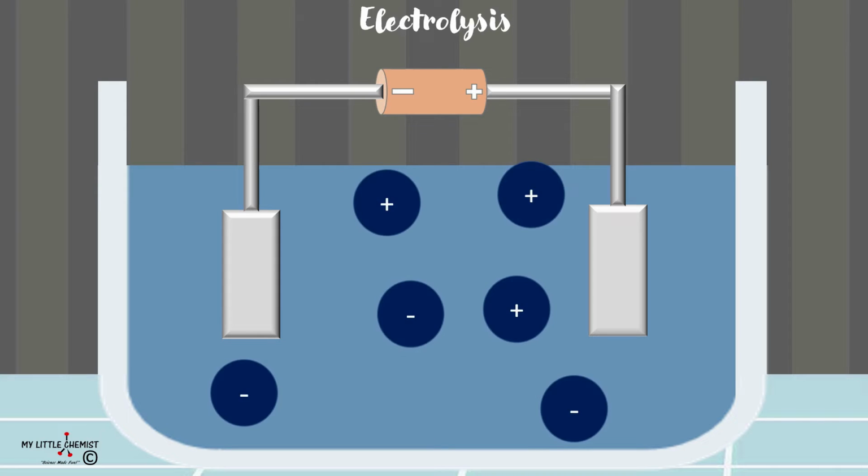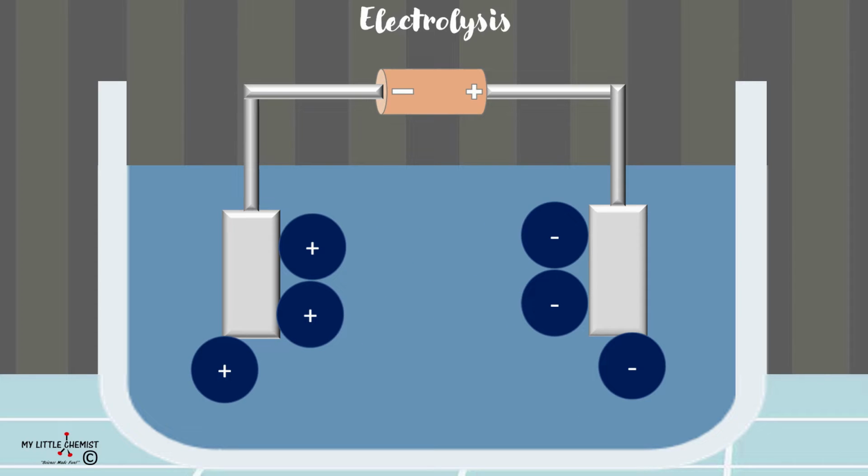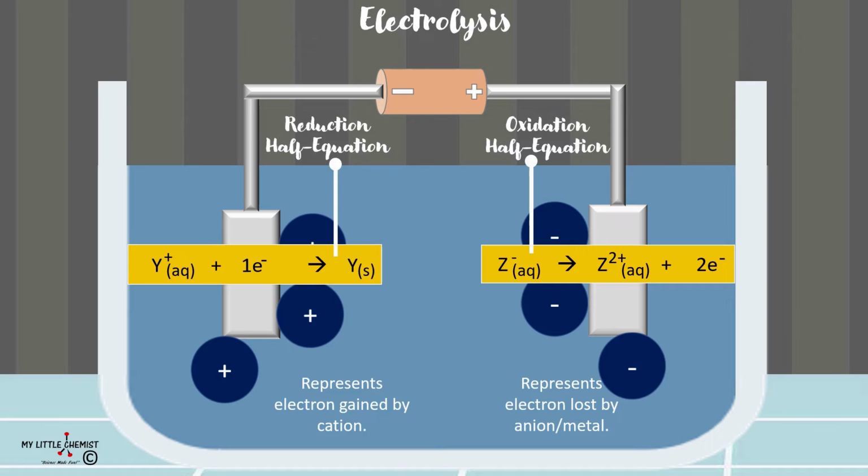What happens is that charged ions are attracted to respective positive and negative electrodes that are charged through an electric flow. The ions then lose or gain electrons, changing into their oxidized or reduced forms. Notice that the cations, which are the positive ions, gain electrons, whereas the anions, which are the negative ions, lose electrons. Redox half equations are used to show this change in oxidation state.